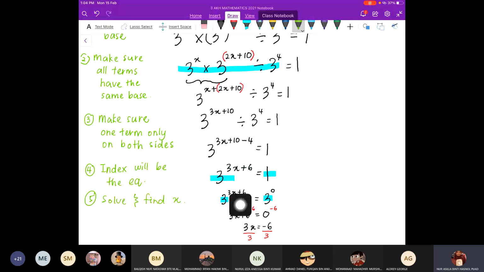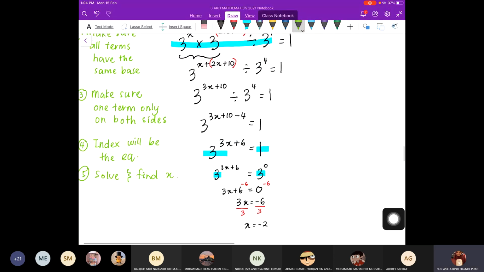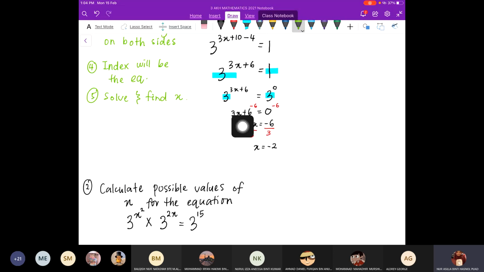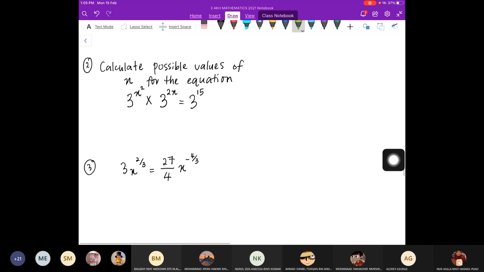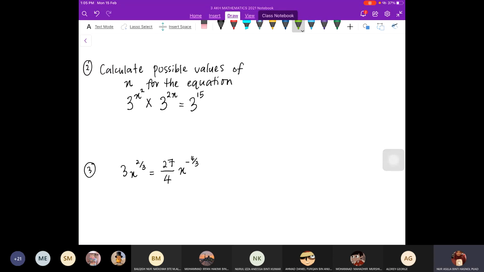So kita ambil index, bawa turun. Okay. So kita ambil sahaja index. So 3x plus 6 equal to 0. Kita buat linear equation. Susun. So jadilah x equals to negative 2. Set. Okay. Now let's do a few more.